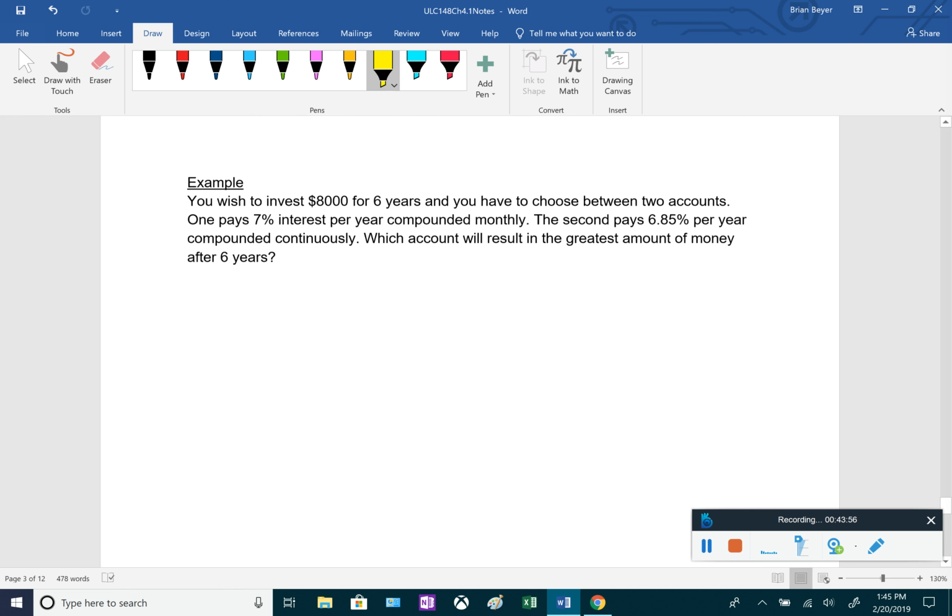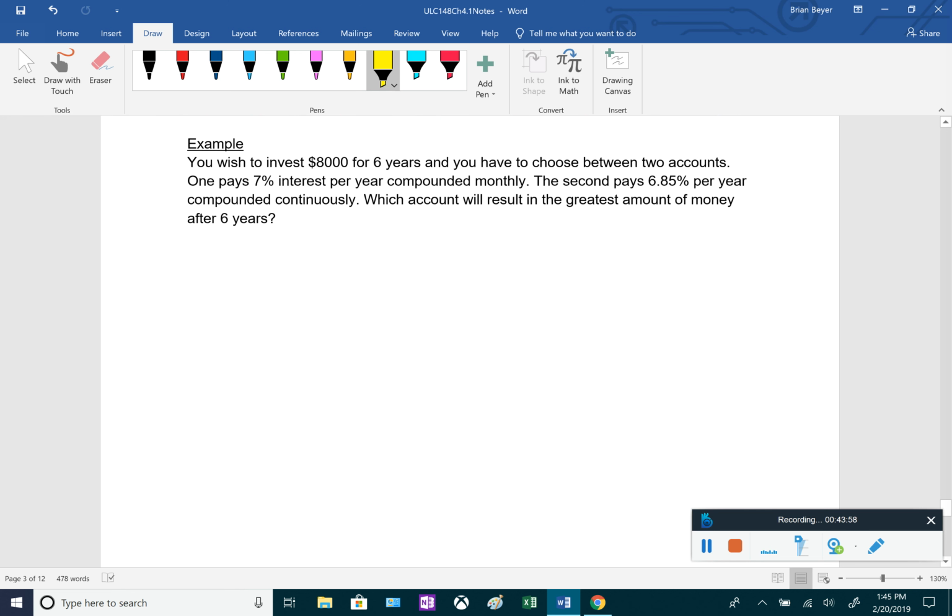So let's do 2 examples so we can compare these. Let's say you wish to invest $8,000 for 6 years. You have to choose between 2 accounts. One pays 7% interest per year, compounded monthly. And the second pays 6.85% per year, compounded continuously. And we want to know which account's going to result in the greatest amount of money after 6 years.